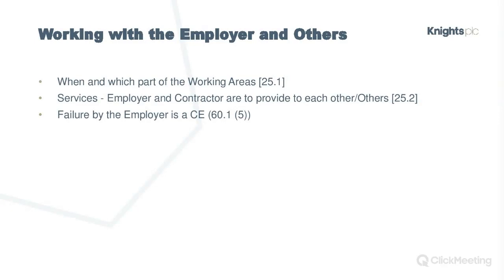Really, really important, this one: working with the employer and others. So Others with a capital O is defined as pretty much the employer's people, so people the employer is paying. So it might be employer's consultants, assuming they haven't been novated to the contractor, of course. Third parties, effectively.